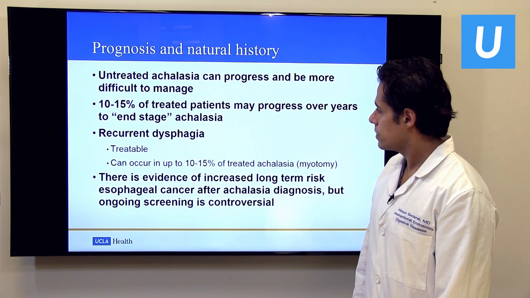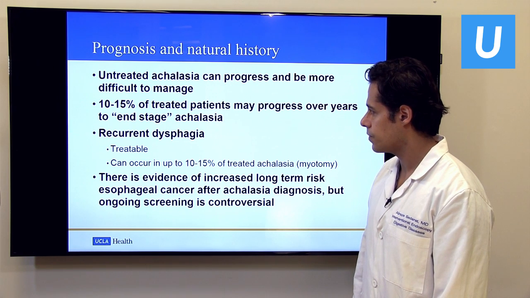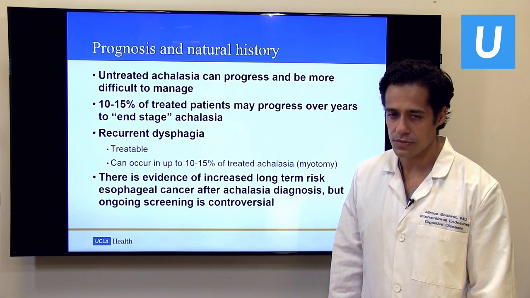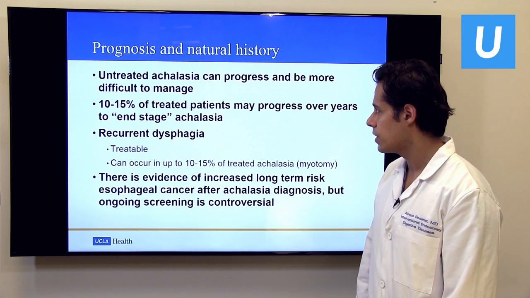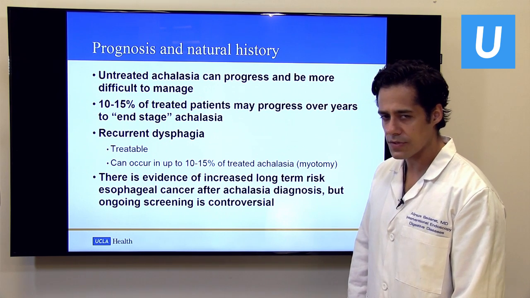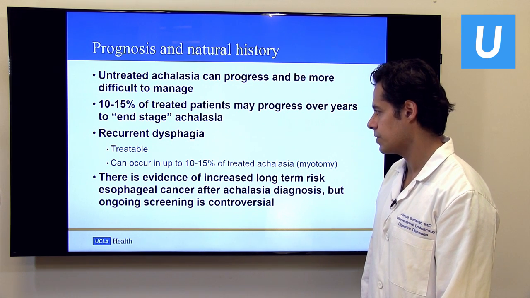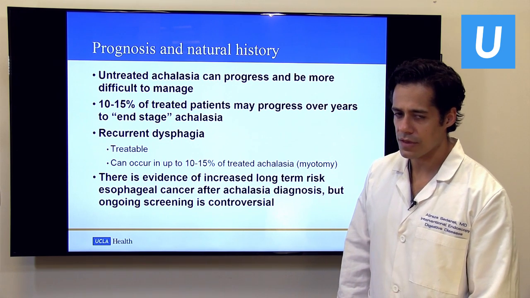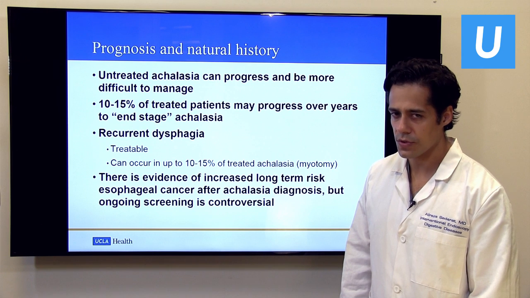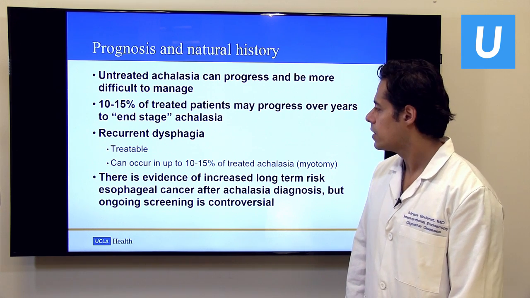In general, the prognosis of achalasia is progressive, meaning that it will get worse if you don't do anything, and it can get difficult to manage. About 10% or so of patients can progress despite treatment, or they can recur and require additional treatment. In general, the recurrent treatment after a myotomy, whether that's POEM or Heller, is treatable. And importantly, if you've had previously a Heller, you can have a POEM.